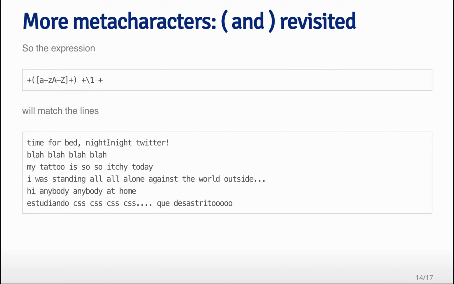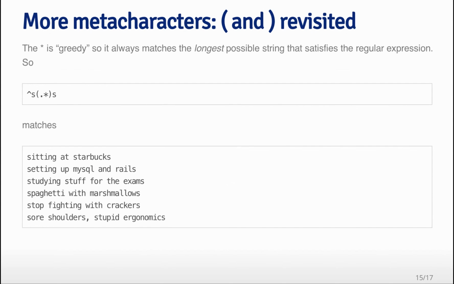So for example, here we see night space night, which will match this part plus a space and then a replication of the exact same phrase. So that'll happen again with blah, blah, blah, or so itchy, and so forth. So that's looking for repetition of a particular phrase.